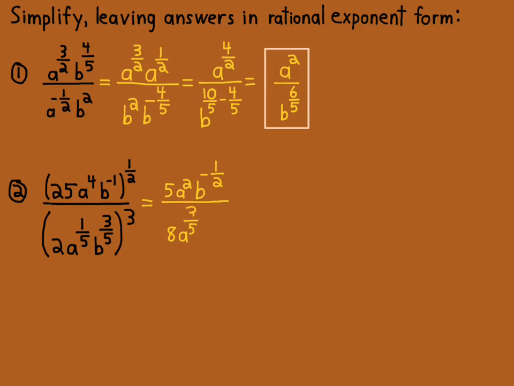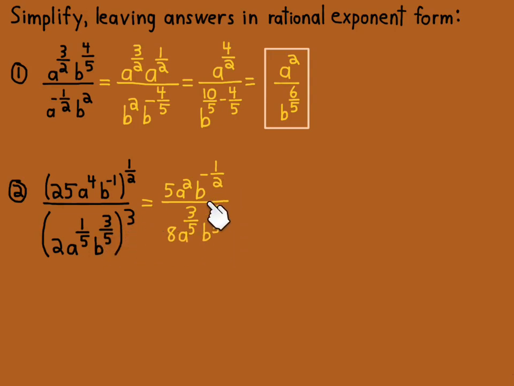And then 1/2 times minus 1 here is just the minus 1/2. And then I'm cubing the ones on the bottom. So 2 cubed is 8. A to the 1/5 cubed is a to the 3/5. Just multiply 3 times 1/5. And b to the 3/5 cubed, you multiply 3/5 times 3, you get b to the 9/5.